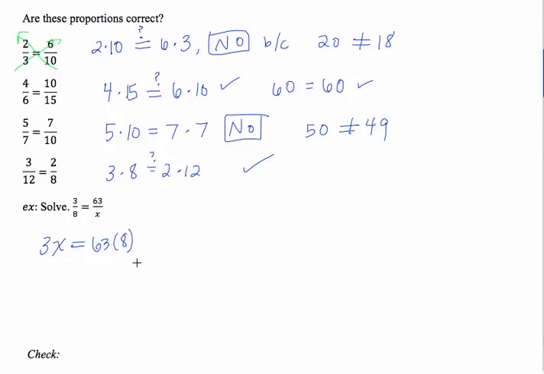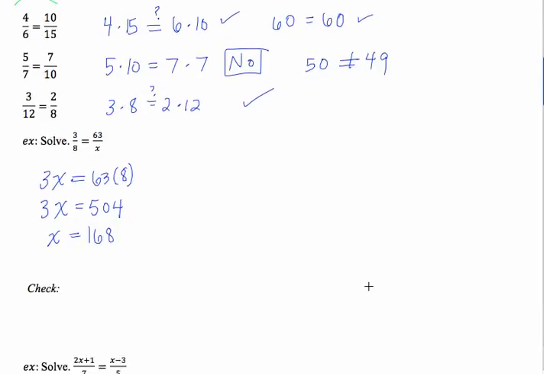Okay, now I need to remember I'm going to have to check my answer because I did multiply both sides by that variable x. And now let's simplify. 63 times 8 by my calculator is 504. So we have 3x equals 504. Dividing both sides by 3 gives us 168.